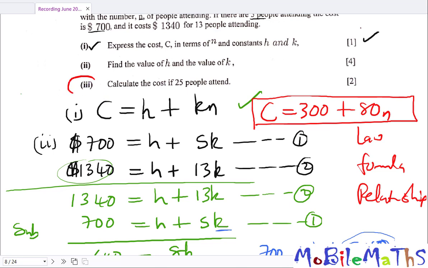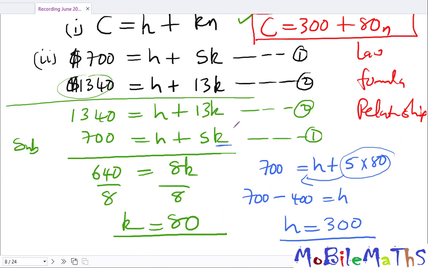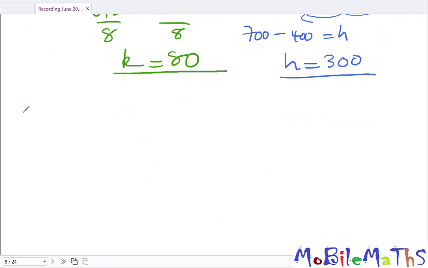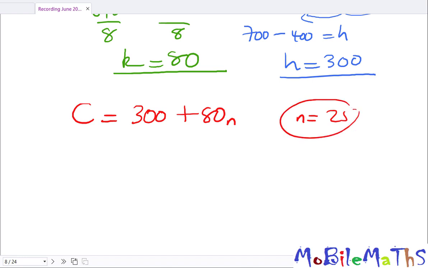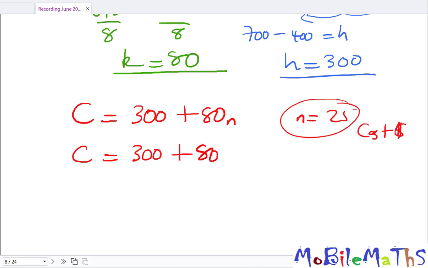Now, the last question they are saying, calculate the cost of 25 people. So our n is 25. So let's go and calculate. Remember our equation is C is equal to 300 plus 80n, and our n is equal to 25. So we simply substitute and find our cost in dollars. So our C is going to be equal to 300 plus 80 times 25.